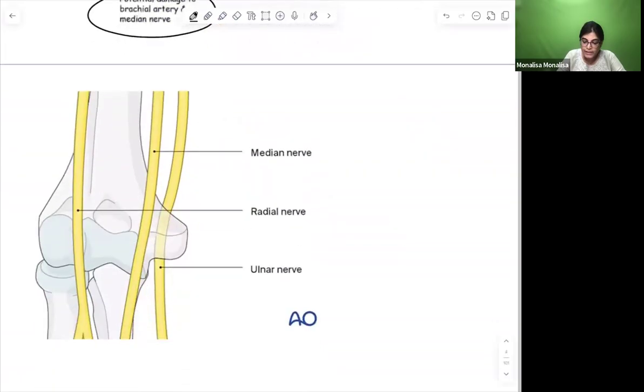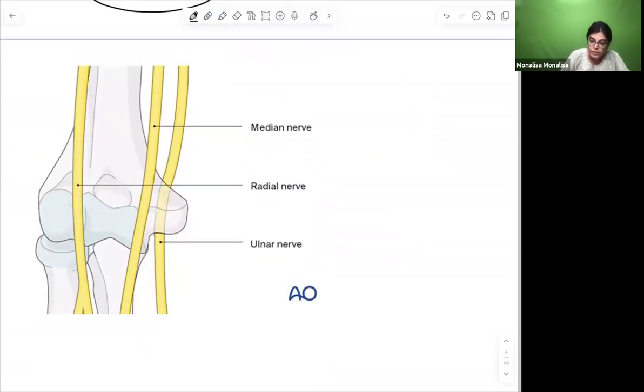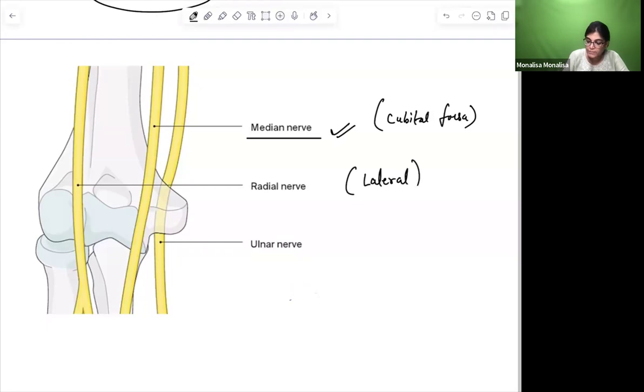Okay, here you can see an image where you can clearly appreciate that the median nerve is related to the distal end of the humerus bone. It is related in the cubital fossa medially. The radial nerve is more towards the lateral aspect, and the ulnar nerve is related to the medial epicondyle. So these are in relation to which bone? Humerus bone.